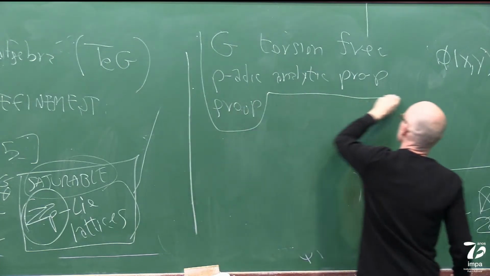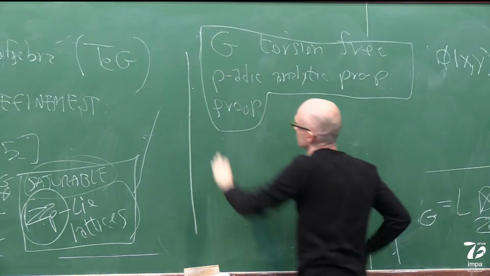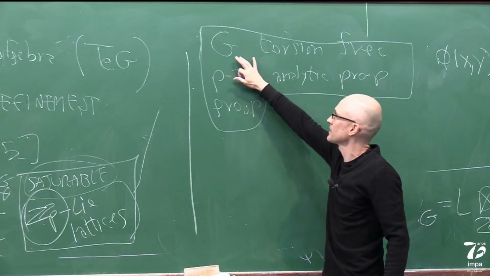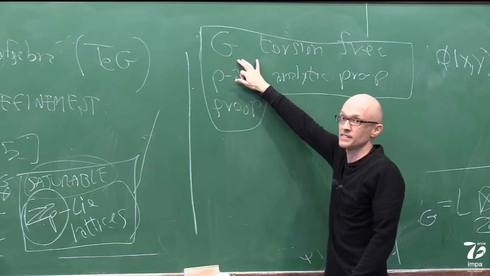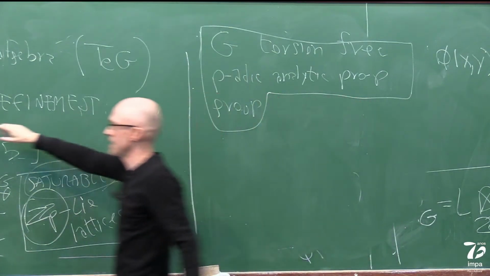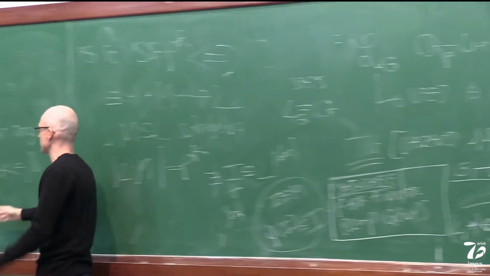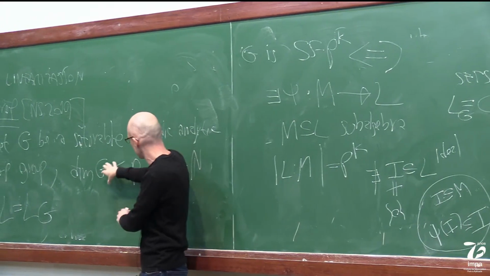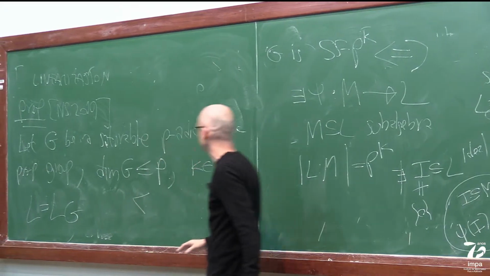I take this assumption from now on. And the point is that if the dimension of G is less than P, then it is guaranteed that it is saturable. So forget for a moment the case where you have an equality here. You have to work a little bit more. Assume it's strictly less.